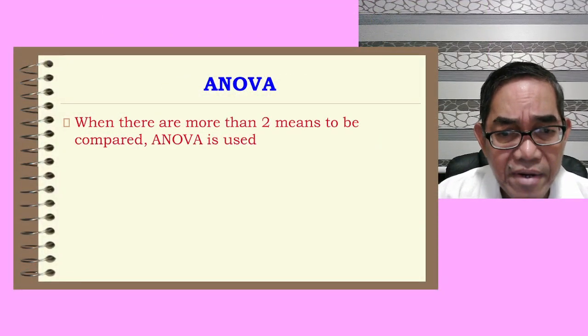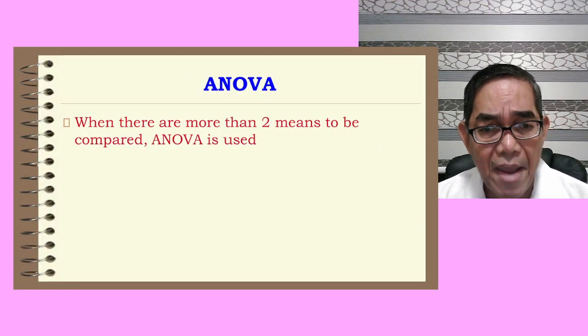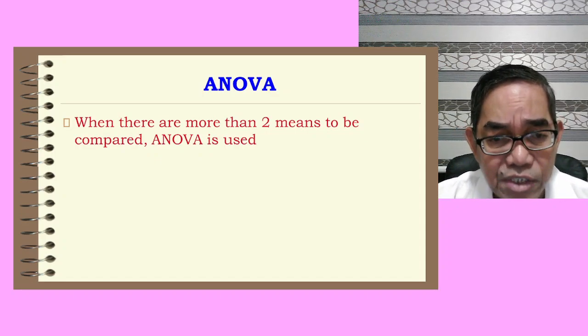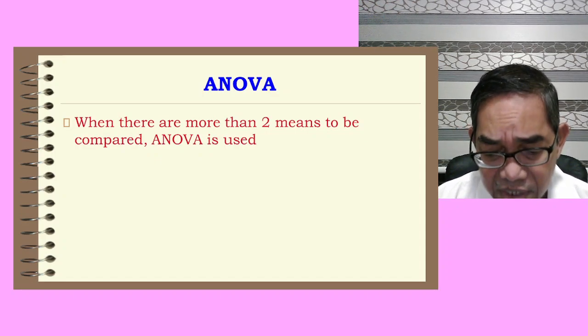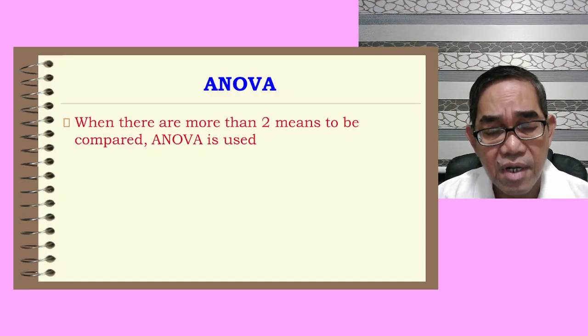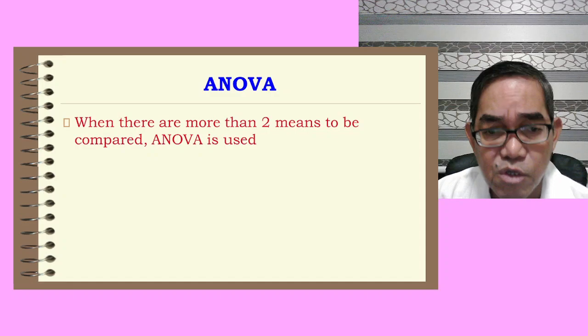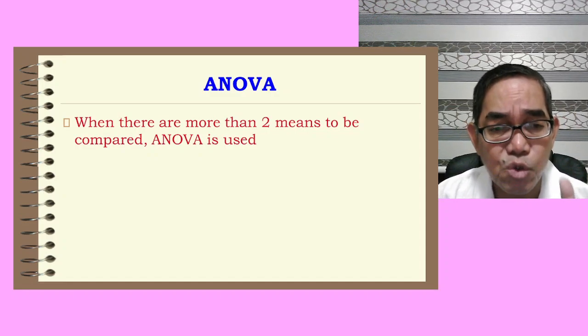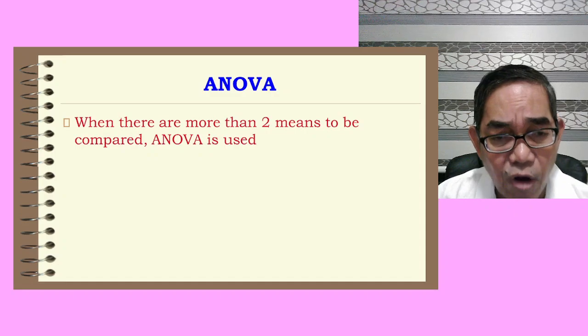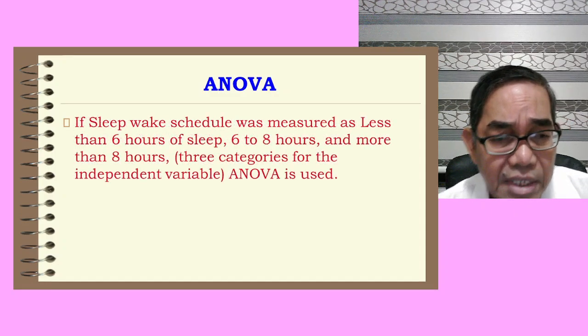Now, when there are more than two means to be compared, then ANOVA is used. We can no longer use the t-test because, as we said, the t-test is only used for two means. But if we have more than two means, meaning more than two groups to be compared, then ANOVA is used. So let's give an example.